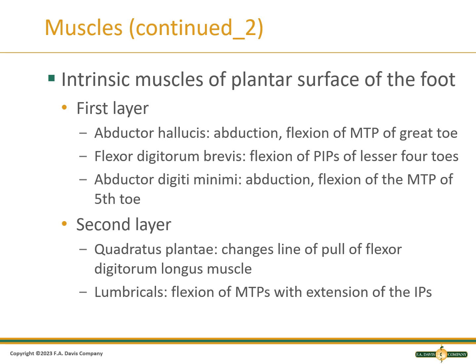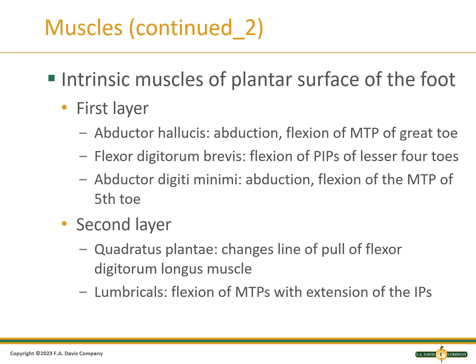causes abduction and flexion of the MTP of the great toe. Flexor digitorum brevis, which is flexion of the PIPs of the lesser four toes. And then abductor digiti minimi, which is abduction and flexion of the MTP of the fifth toe. Again, digiti minimi, same thing as with the hand. That was the pinky finger, well, it's pinky toe. And then hallucis is for our great toe or our big toe. It's just pollicis for our thumb, hallucis for our big toe.